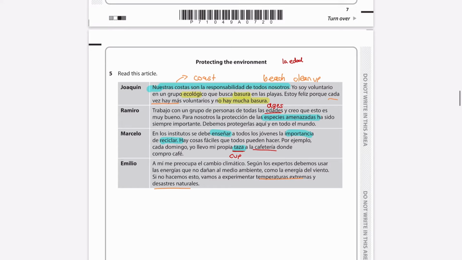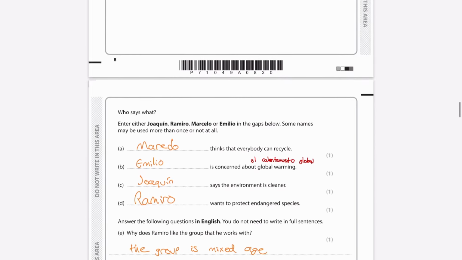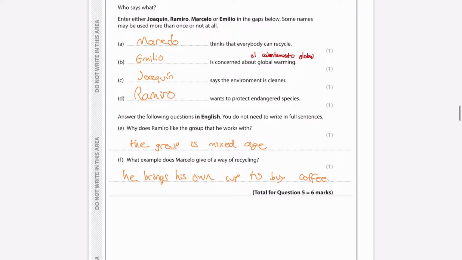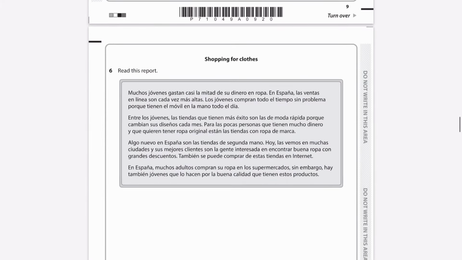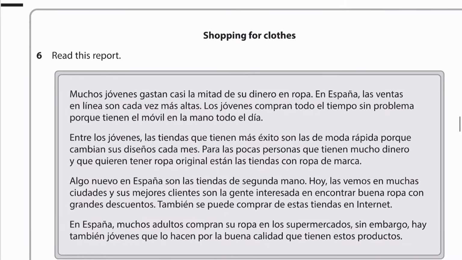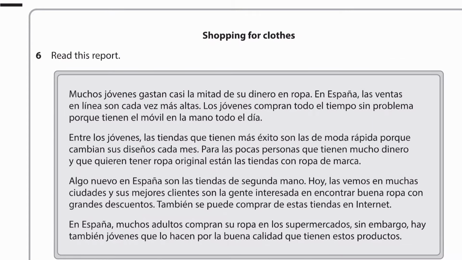Okay, this is where it gets slightly trickier, but again, if you're a high test student, you should get close to full marks here. Emilio was easy, Ramiro was easy. I think Joaquin was maybe the trickiest one there. Anyway, let's continue. Numero 6, read this report. One big paragraph here. Let's break it down. I'm going to highlight the tricky words in red as well.